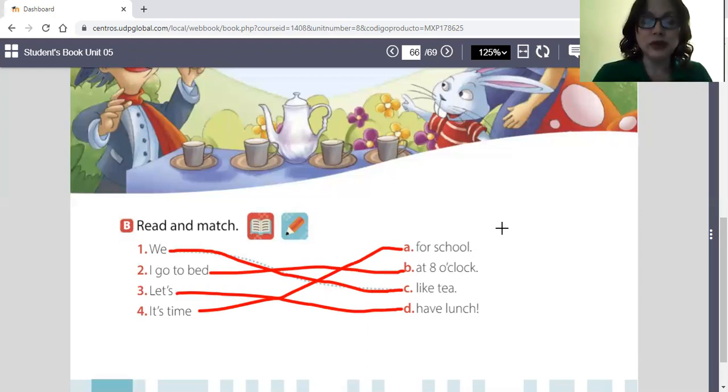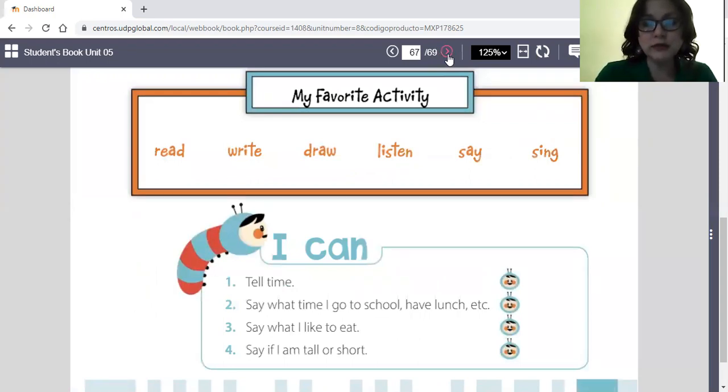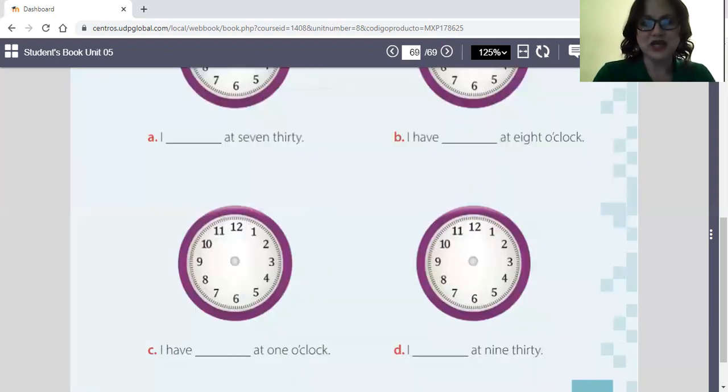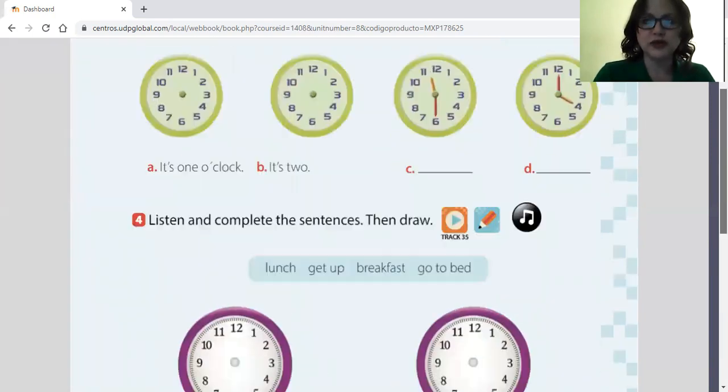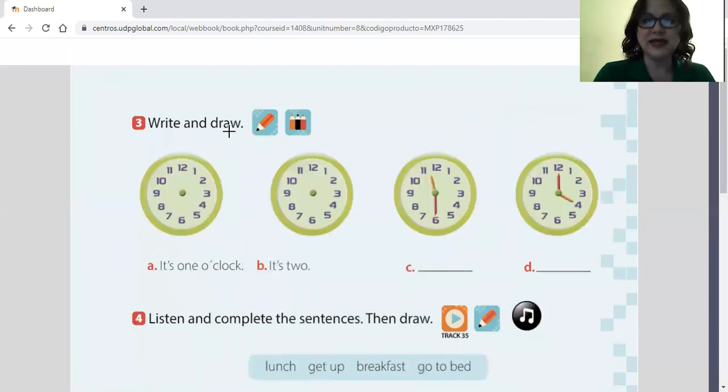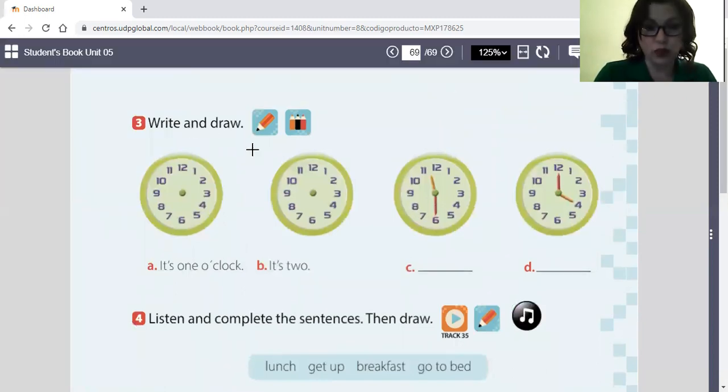Now we're going to page number 69. We're going to answer page number 69, okay? Don't worry about the page number 67. We're going to answer that page next week. Let's go to this page. Look at those clocks, okay? Write and draw.